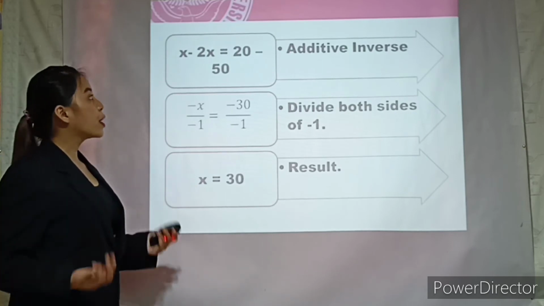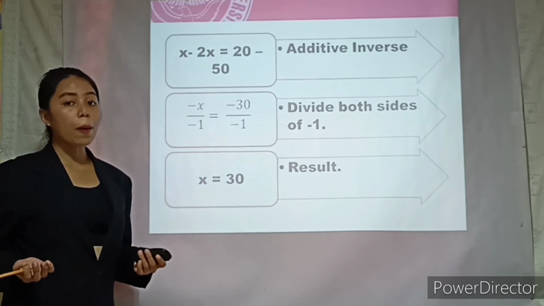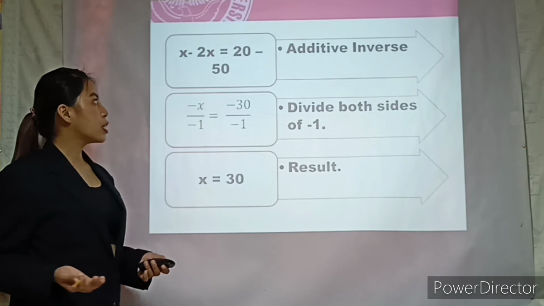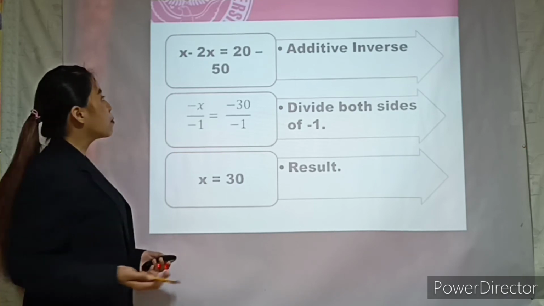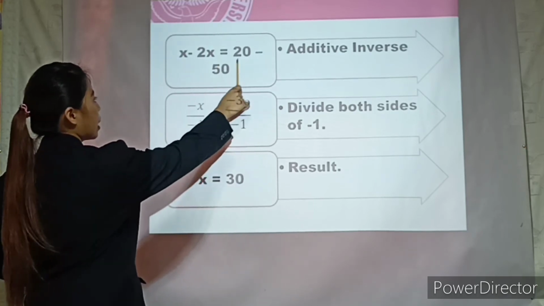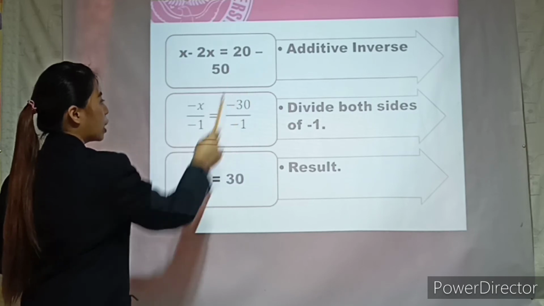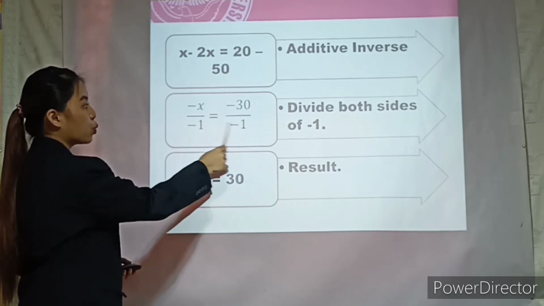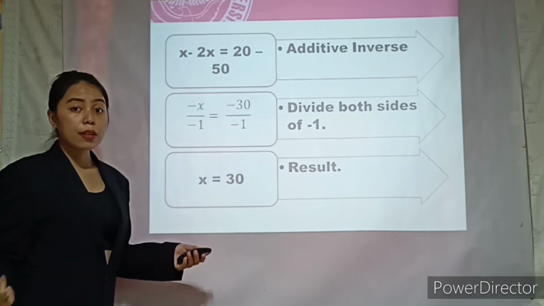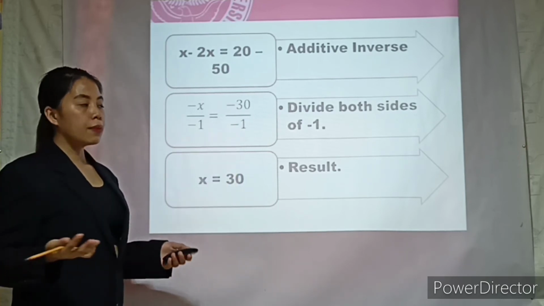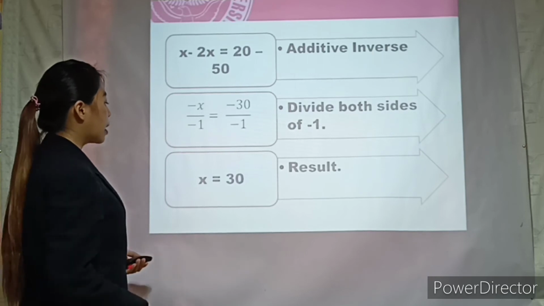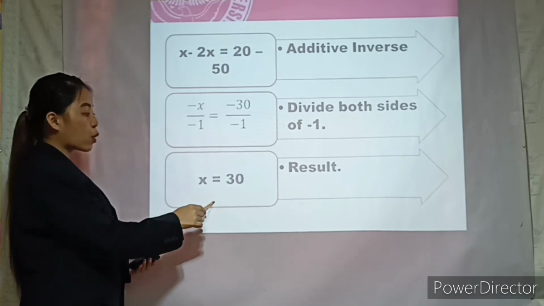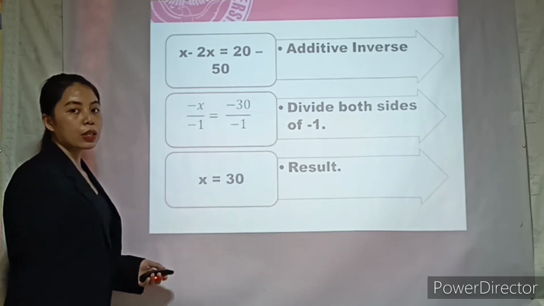So we are going to apply the additive inverse in this problem. So x minus 2x equals 20 minus 50. The answer will become negative x is equal to negative 30. Since we divide both sides by negative 1, then it will become x is equal to 30. That is the result.